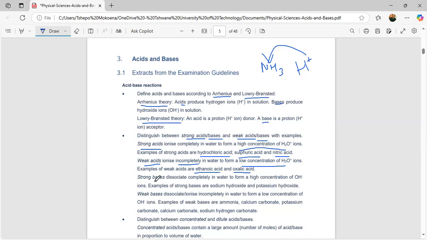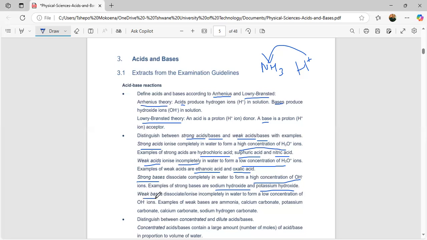Now, let's talk about a strong base. A strong base dissociates completely to form a high concentration of OH- ions, right? Here are the examples of strong bases: sodium hydroxide and potassium hydroxide. If you dissociate sodium hydroxide in water, you're going to have a very high concentration of hydroxide ions. Or if you dissociate potassium hydroxide in water, you're going to have a high concentration of OH- ions.